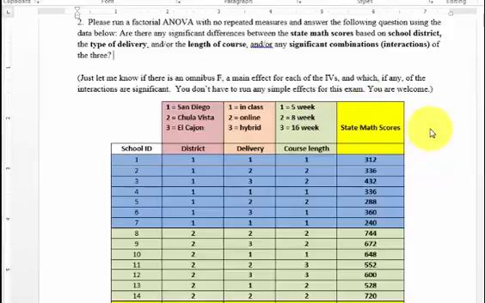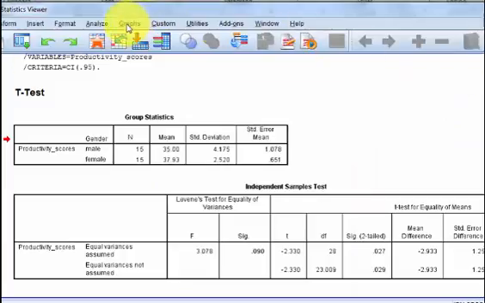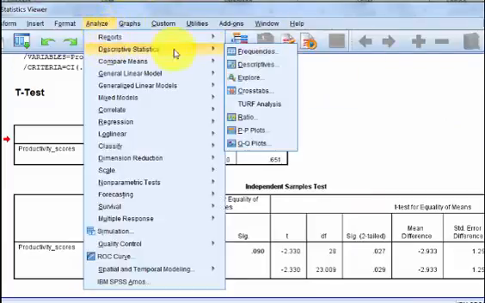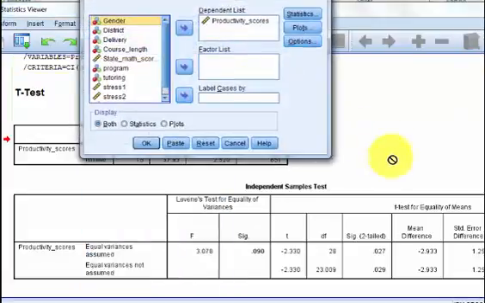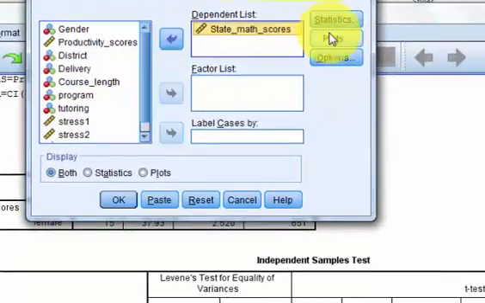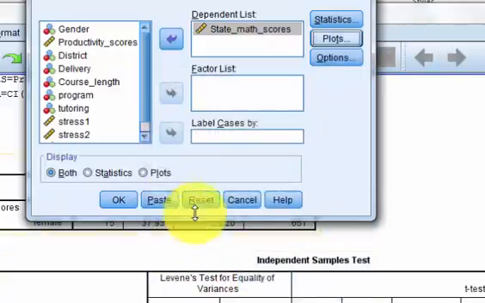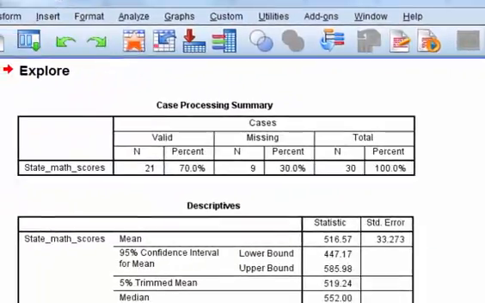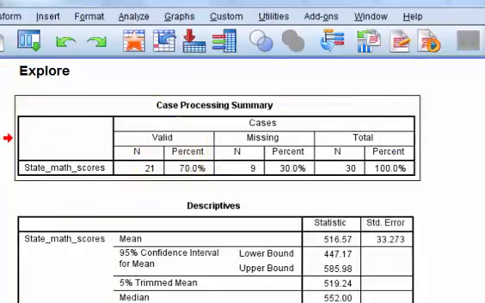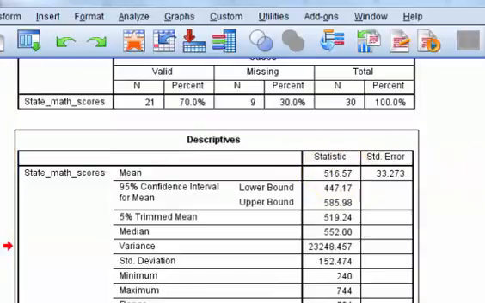First thing you're going to do is check the assumptions of a factorial ANOVA. And the data has to be normal. By data, we mean DV. So let's check the DV and see if it's normal. We're going to go to Analyze, Descriptives, Explore. We're going to reset this, and we want state math scores. And again, we are just going to check the normality plots and look at the histogram, even though it doesn't really help there. Okay, so here is our output for the factorial ANOVA. So we got 21 people, and the mean is 516.